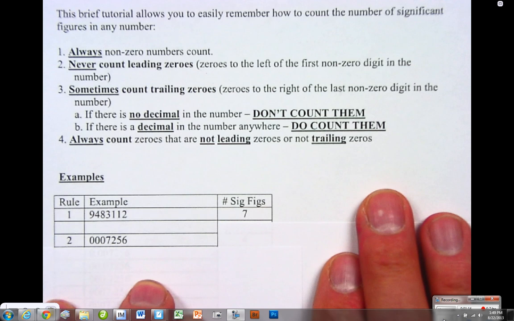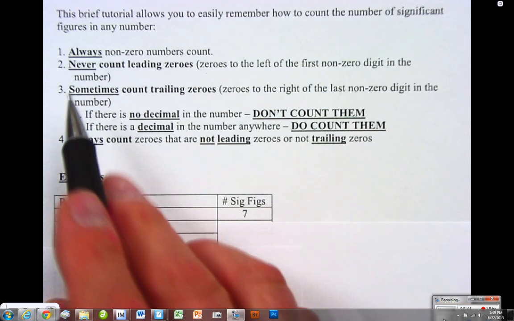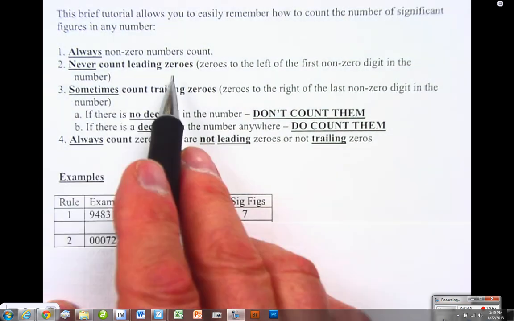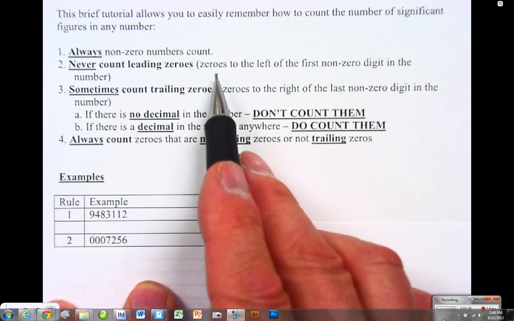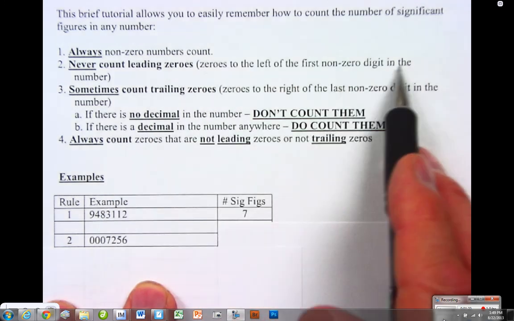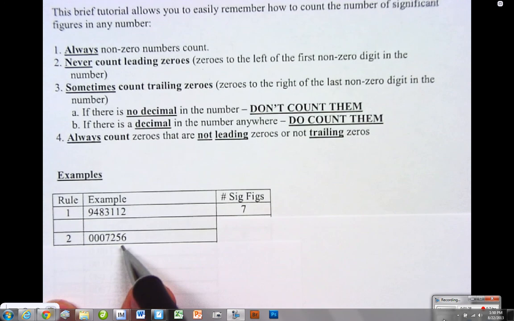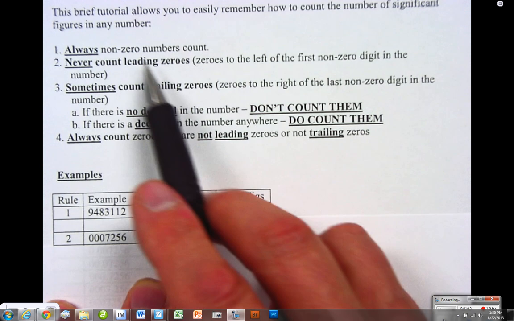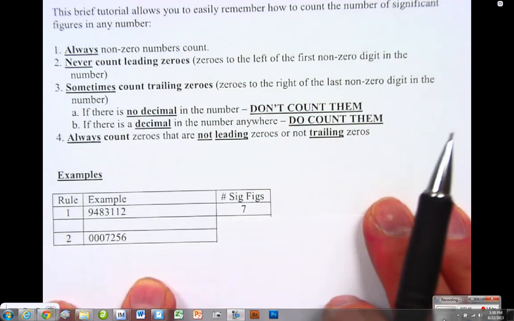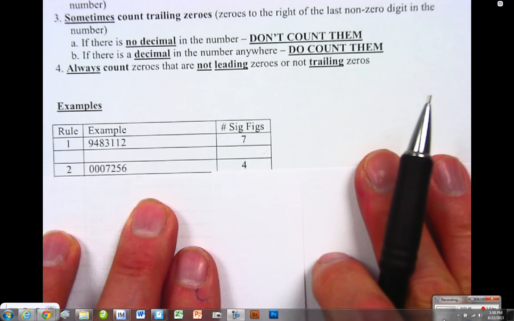Rule 2. Let's look at the rule. Never count leading zeros. That means zeros to the left of the first non-zero digit in the number. So, what do you think? How many sig figs here? 4. Okay, so these zeros don't count? No. Why don't they count? It's on the left side. On the left side, we call those leading zeros. Okay, good. So that guy is 4.